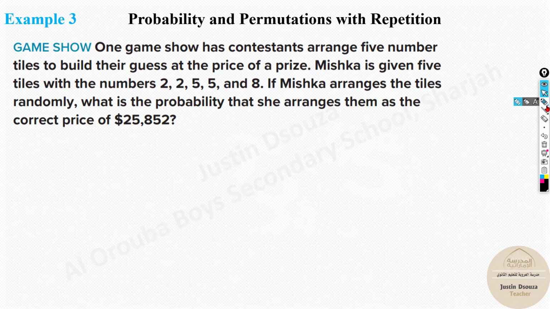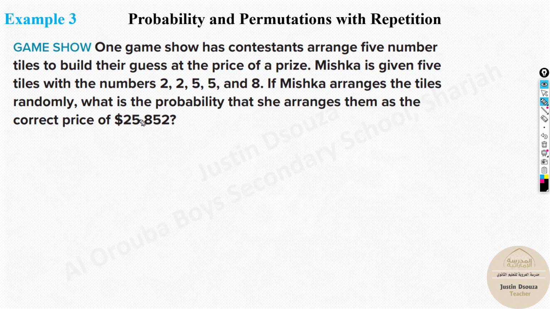Now let's look at this problem. A game show has contestants arrange 5 number tiles to build their guess at the price of a prize. Mishka is given 5 tiles with the numbers 2, 2, 5, 5, 8. If Mishka arranges the tiles randomly, what is the probability that she arranges them as the correct price of 25,852? So this is the exact number, the price that must be arranged.